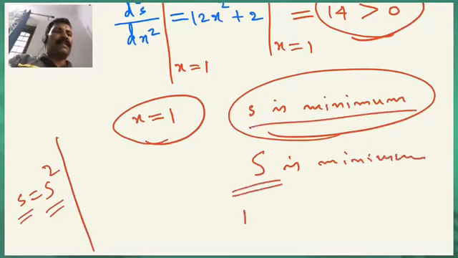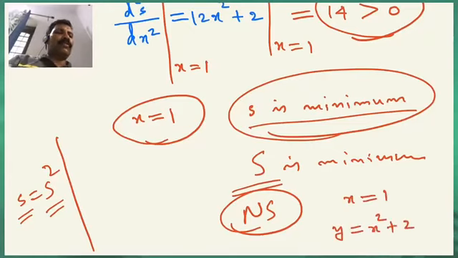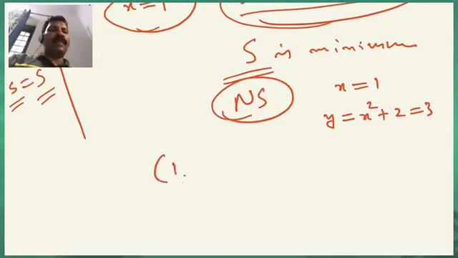And what is capital S? That is NS, the distance, which is minimum. So when x is equal to 1, what is the y value? That you can compute very easily. When x is equal to 1, y is equal to x squared plus 2, which gives you 3. So you can conclude that (1, 3) is the point on the curve which is nearest to the soldier.